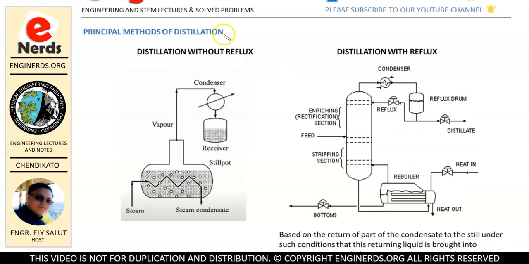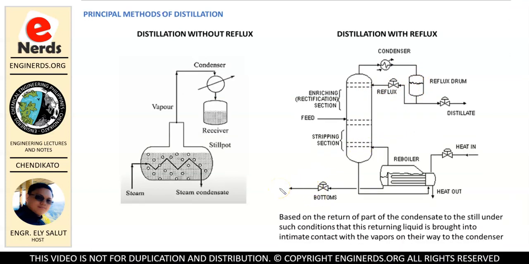Okay, so those are the principal methods of distillation. There are only two that we need to remember. One is without reflux, meaning nothing returns to our column. And the other is with reflux, where part of our condensed vapor that we collected in our receiver is returned to our still.